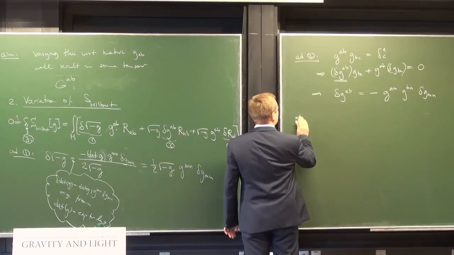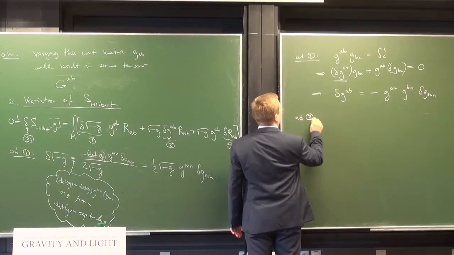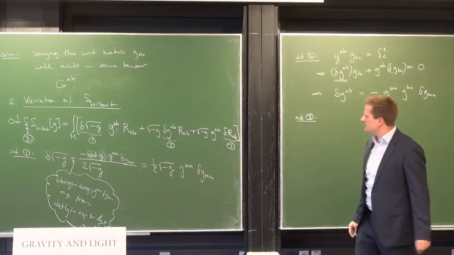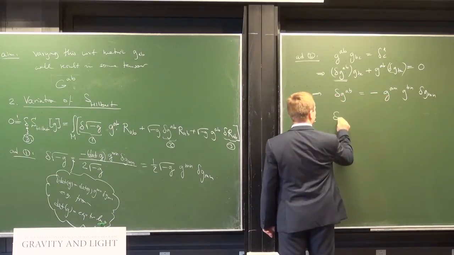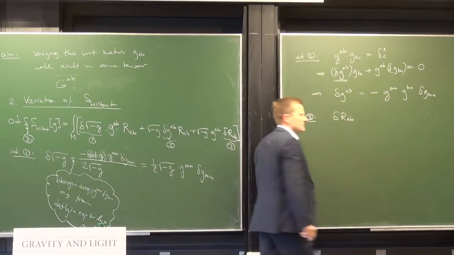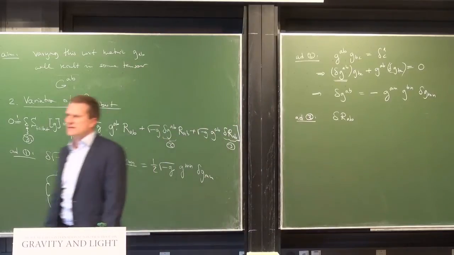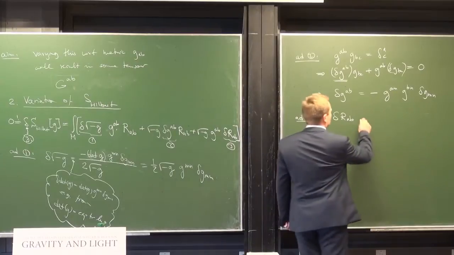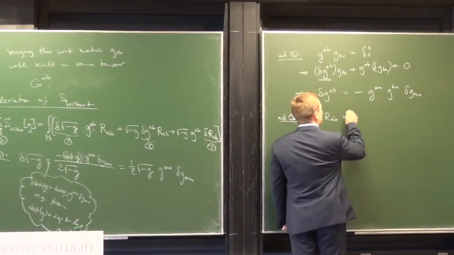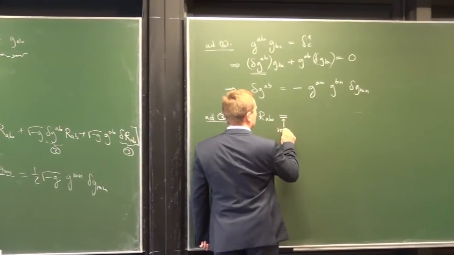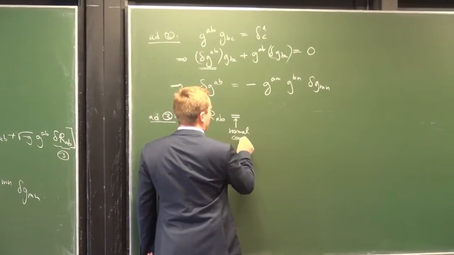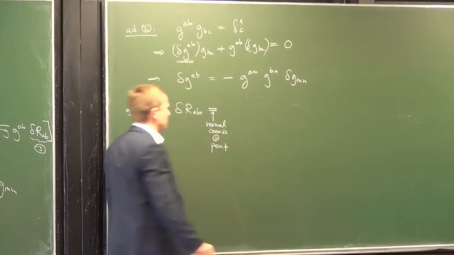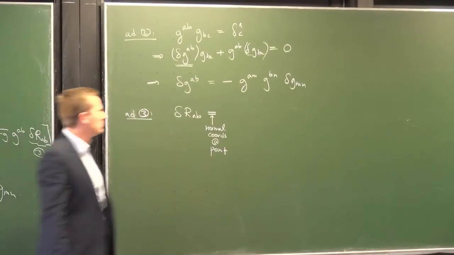Now before we do this, let me do the third here. There essentially we have to figure out what is the variation of the Ricci tensor. Now this is more tricky. Nevertheless, we're able to do it with our technology. Now the Ricci tensor, if I go to normal coordinates at a point, and I can consider the variation at the point. You go to normal coordinates.